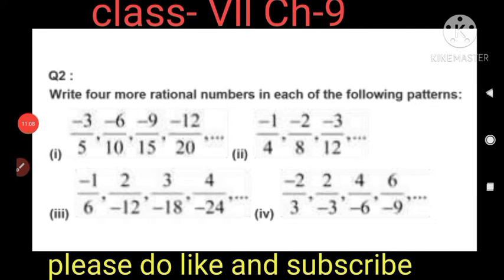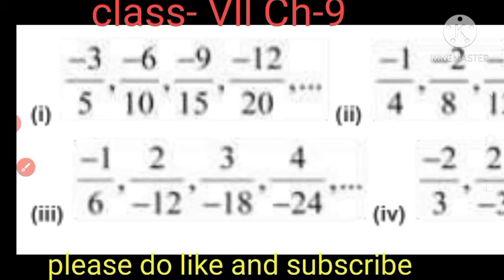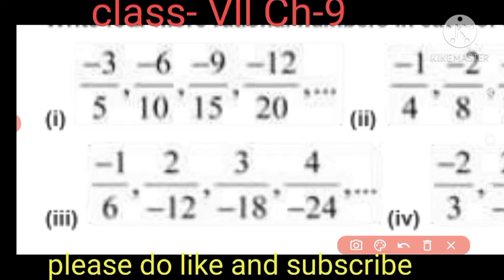Now write 4 more rational numbers in each of the following patterns. We have to write 4 more in each of the following patterns. Now we have to see the pattern here. The first one is given as minus 3 upon 5, then minus 6 upon 10, minus 9 upon 15, and minus 12 upon 20. Now we have to find 4 more rational numbers in the same pattern. We have to see how the series is written.